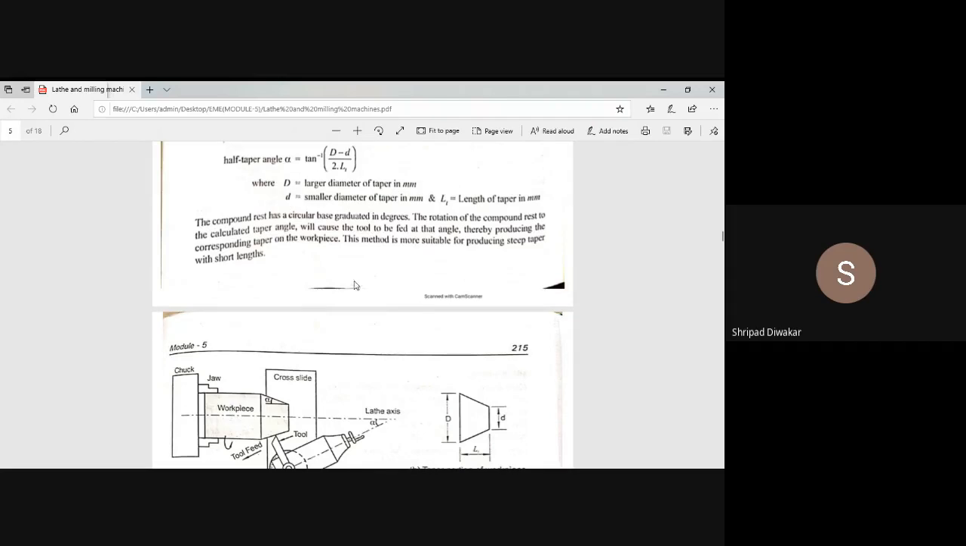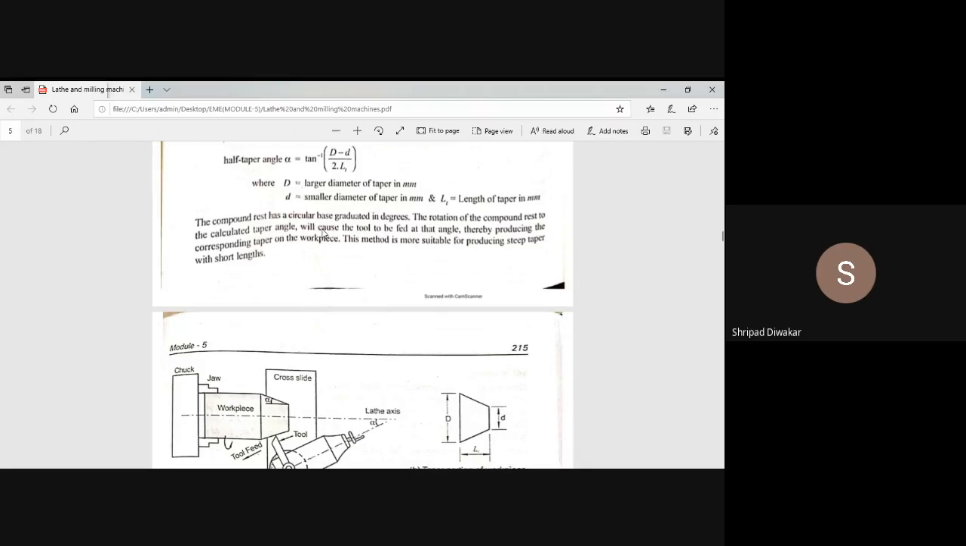Before doing this operation, we need these parameters. Suppose I have a bigger diameter of 100, a small diameter of 50, and a length of the taper of 50 mm. You have to substitute those values, and after calculating, we'll get some angle, say some 20 degrees like that.